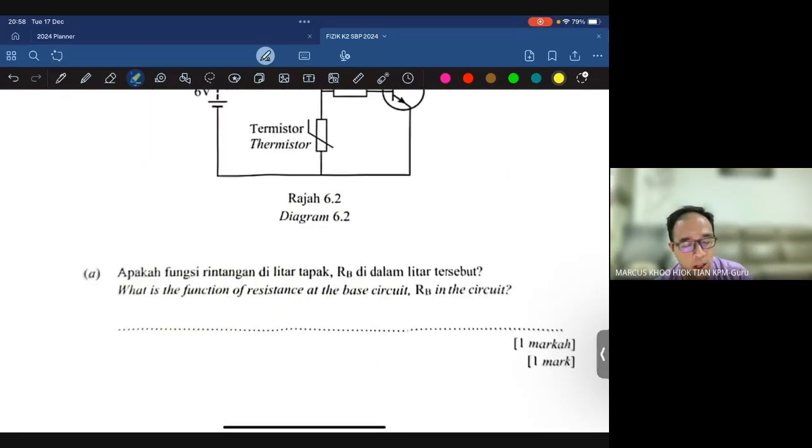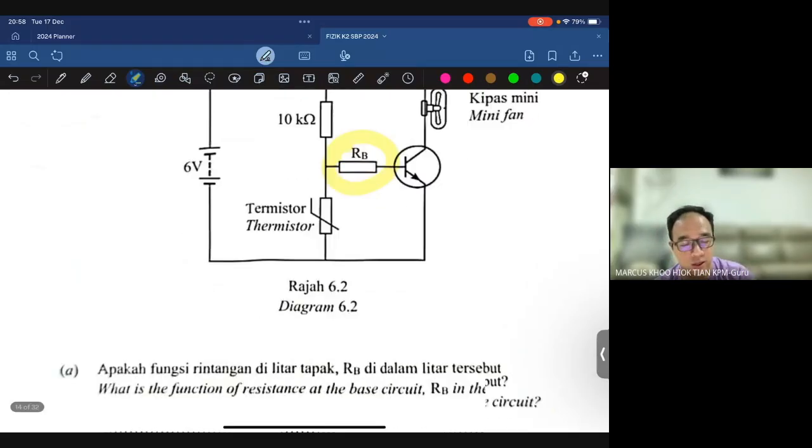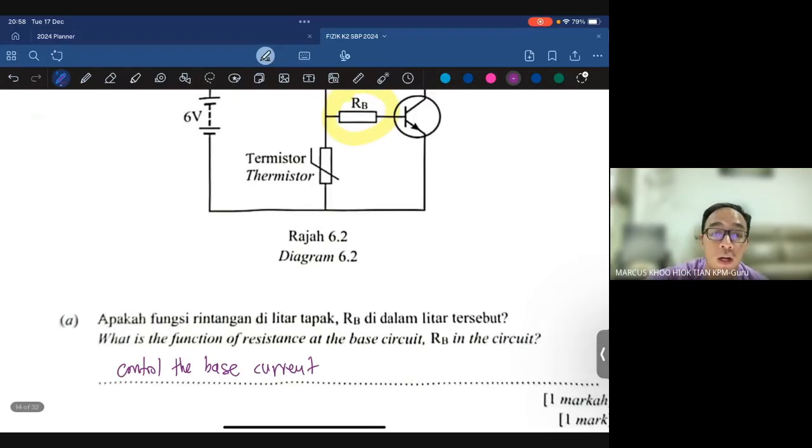Okay, so what is the function of the resistance at this one? What is the function of this resistance? The function of that resistance is to control the base current. The reason why we need to control the base current is because if the base current becomes too big, the transistor will boom. The transistor will meletup, because transistors are very, very sensitive equipment.